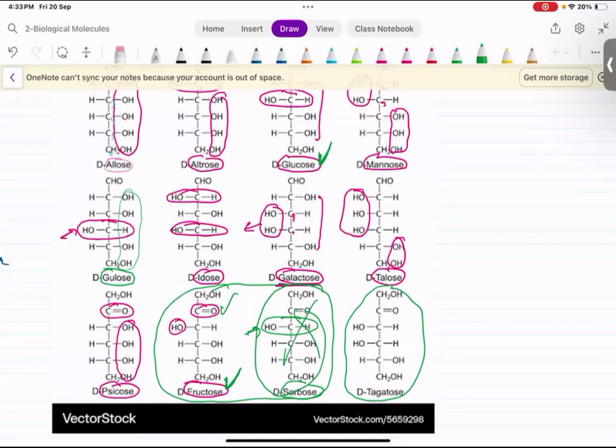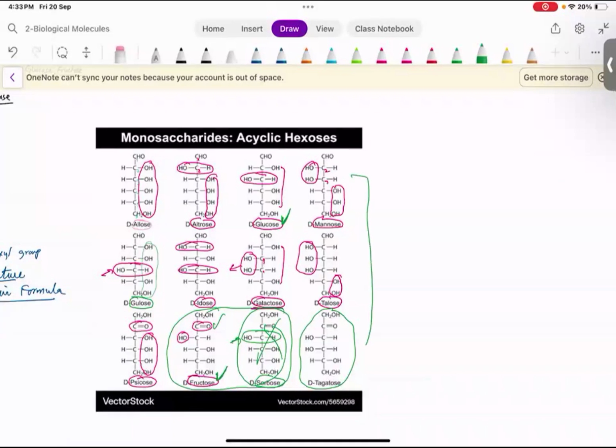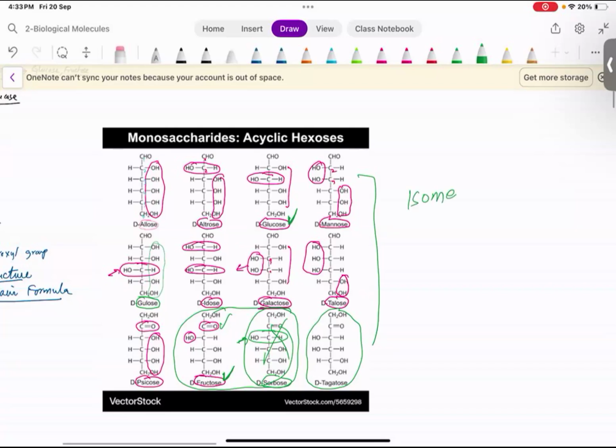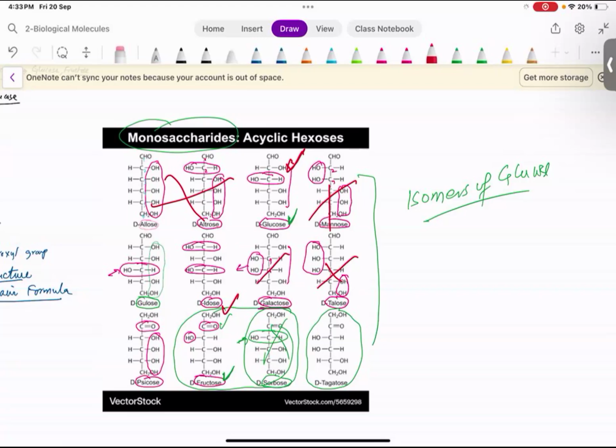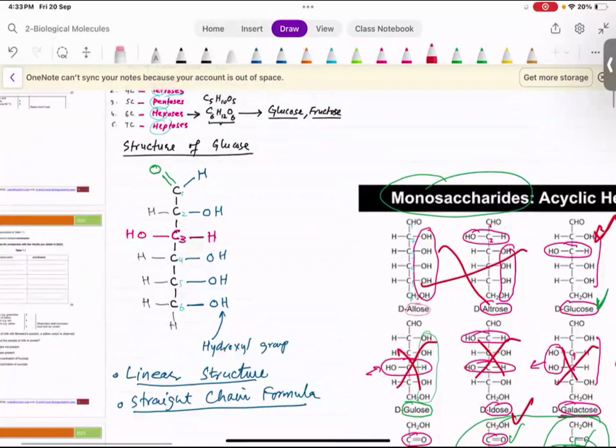So do you see these are all hexoses and these are isomers of glucose, and these are different types of monosaccharides. We have only these two in our syllabus: one is glucose and the other is fructose. The rest of the others are not included in our syllabus, so we don't need to know them. I just showed you so that you understand that the position of these hydroxyl groups is specific and you cannot change it. That should remain as such. Is it okay?